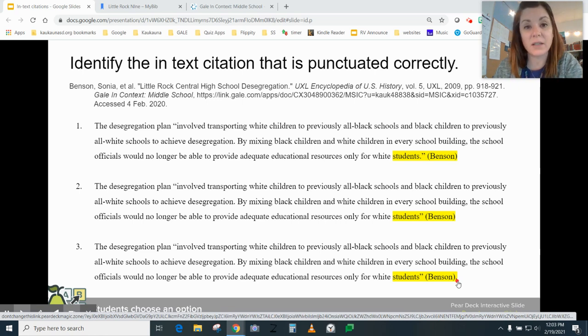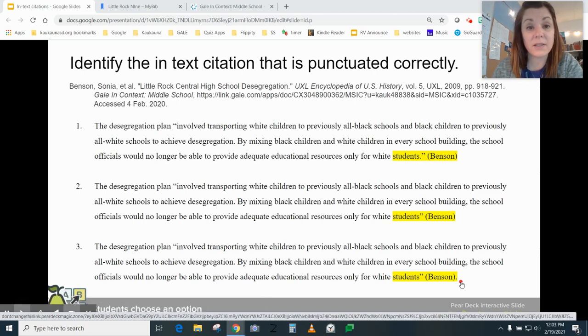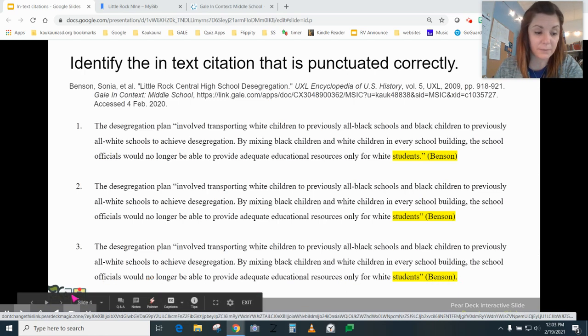If you said number 3, you are exactly correct, because number 3 has the direct quote ends, immediately after is the parentheses, author last name, parentheses, and the period showing that's the end of the sentence. If you answered number 3, you were exactly correct.